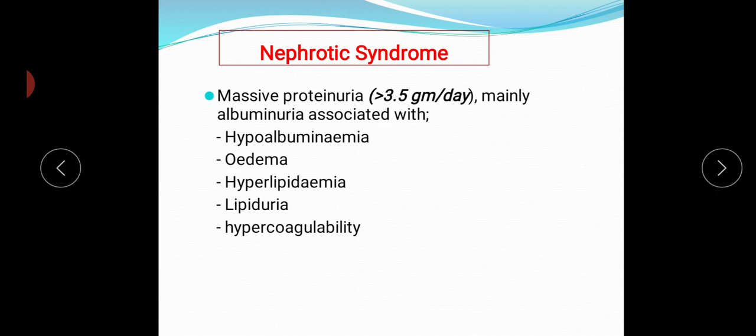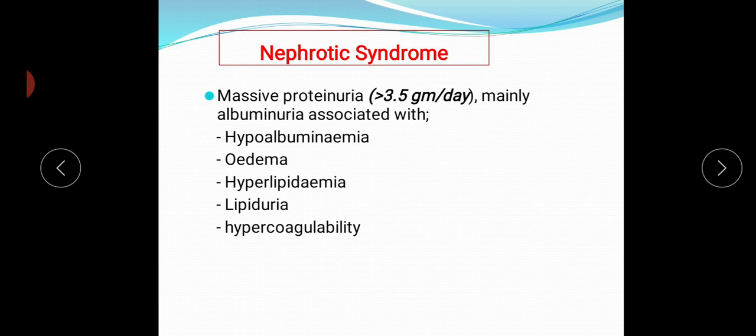The third important abnormality of the kidney is nephrotic syndrome. More commonly it is seen in children, younger children. In nephrotic syndrome, there will be a massive proteinuria. That means there will be loss of plasma proteins in the urine. The proteinuria may be more than 3.5 grams per day, and mainly it will include albumin.